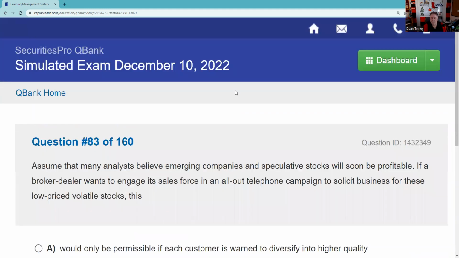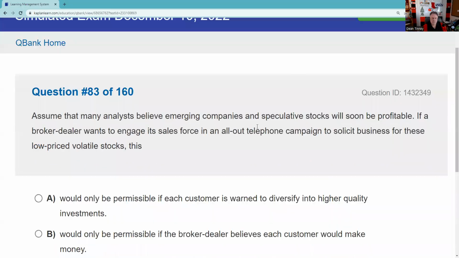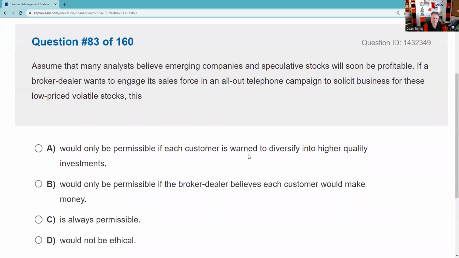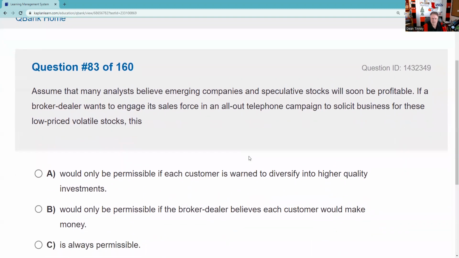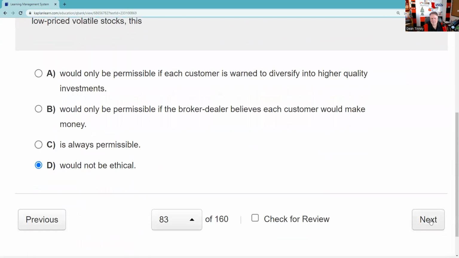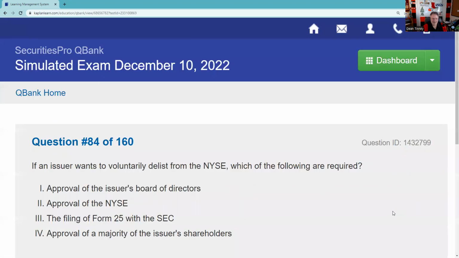Question 83. Assume that many analysts believe emerging companies and speculative stocks will soon be profitable. If a broker wants to engage its sales force in an all-out telephone campaign to elicit business for these low-priced volatile stocks, well, it sounds like that would be unethical, right? Looks like a blanket recommendation. Would not be ethical, yes. Would not be ethical. I almost didn't catch the line. I thought, what?